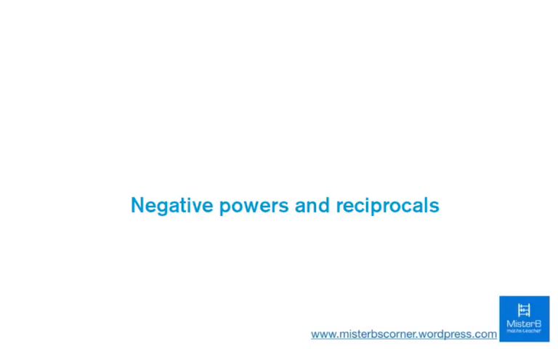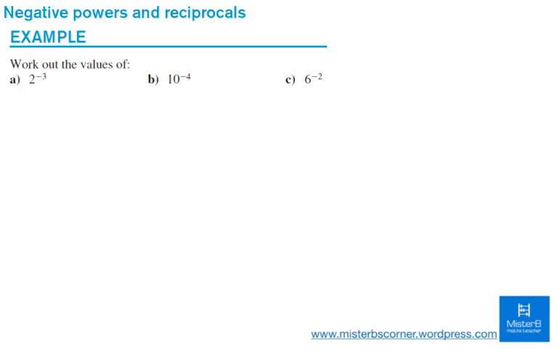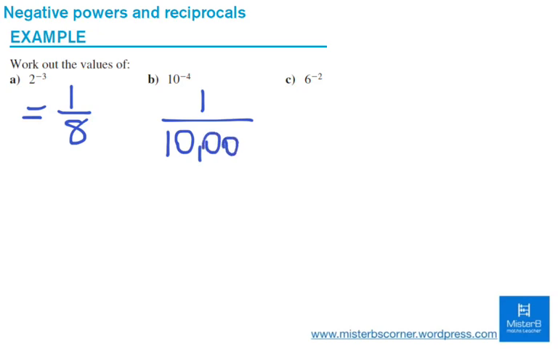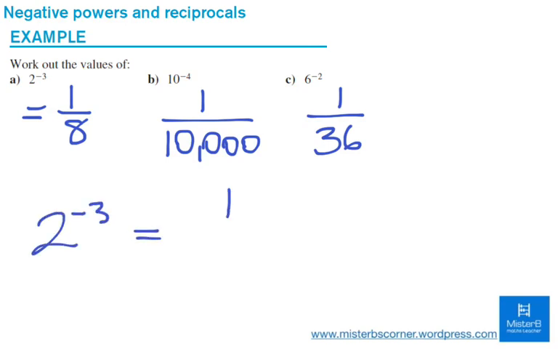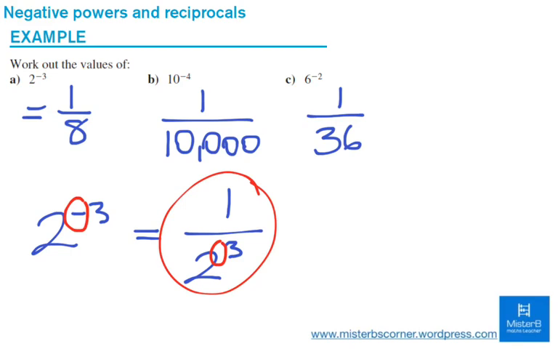In this video we are going to work on calculating negative powers of numbers. If you key these questions in your calculator, you will find the answers like 1 over 8, 1 over 10,000 and 1 over 36. The reason is that when you have a negative power, this means that you have to write a fraction, and it's going to be something like 1 over 2 to the power of 3. Basically, you change the sign of the power when you write as a fraction like this.